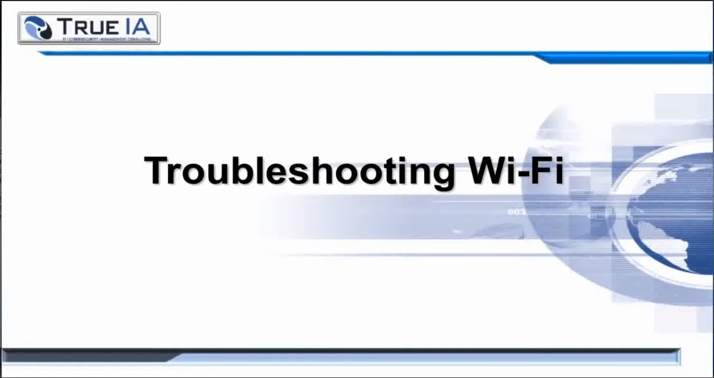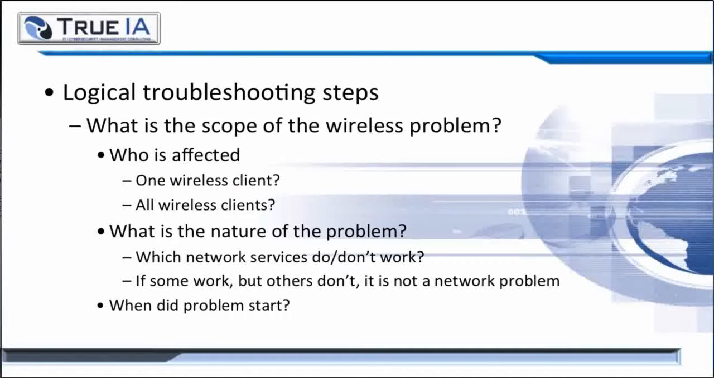Now, let's take a look at some basic troubleshooting with Wi-Fi. Like all troubleshooting, it starts with a cerebral exercise or a logical exercise. You need to begin not with the devices themselves, but just a logical order of questions. You need to determine the scope of the wireless problem that you're dealing with. Simple questions like who's affected? Is it just one wireless client or is it many? What's the nature of the problem? Which network services can you or can you not connect to? And when did the problem start?